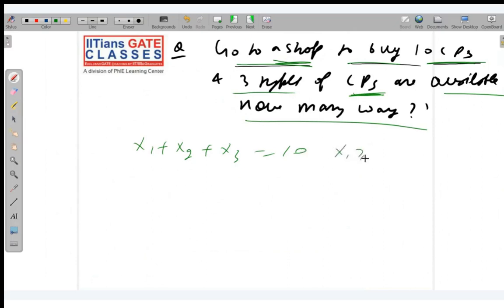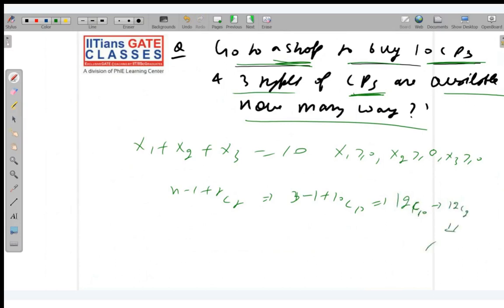Same scenario. We apply the constraints: x1, x2 and x3 should each be greater than or equal to 0. So same, (n minus 1 plus r) C r. What is n here? n is the number of variables, that is 3. So 3 minus 1 plus 10, C 10, which is 12C10. It is nothing but 12C2, and that is 66, the answer. Again, I am just showing you the variety of questions they can ask. Please take a snapshot. I will jump to the next slide. Done, sir.